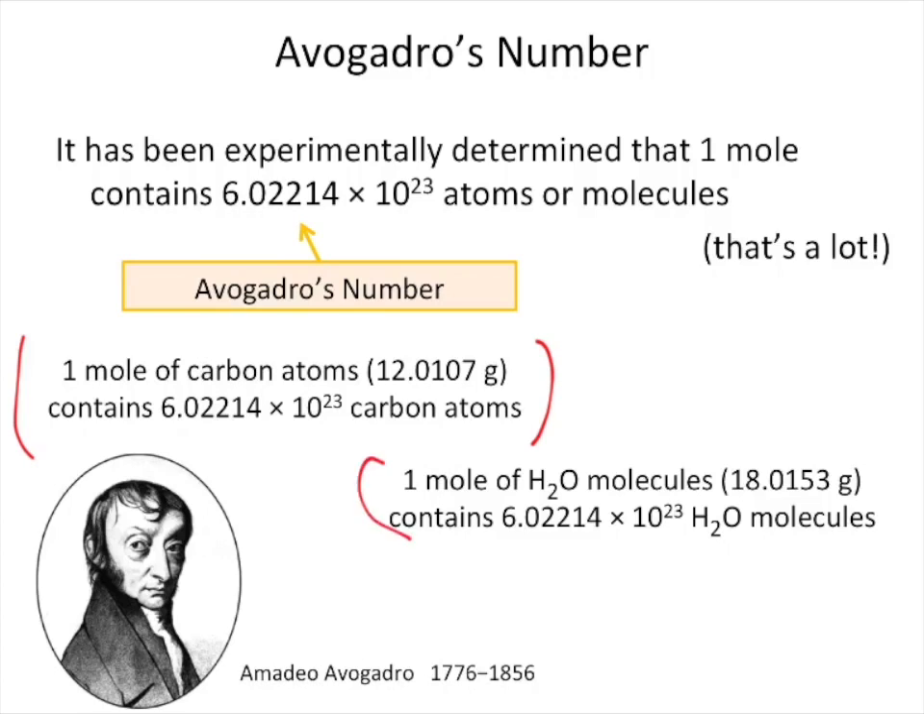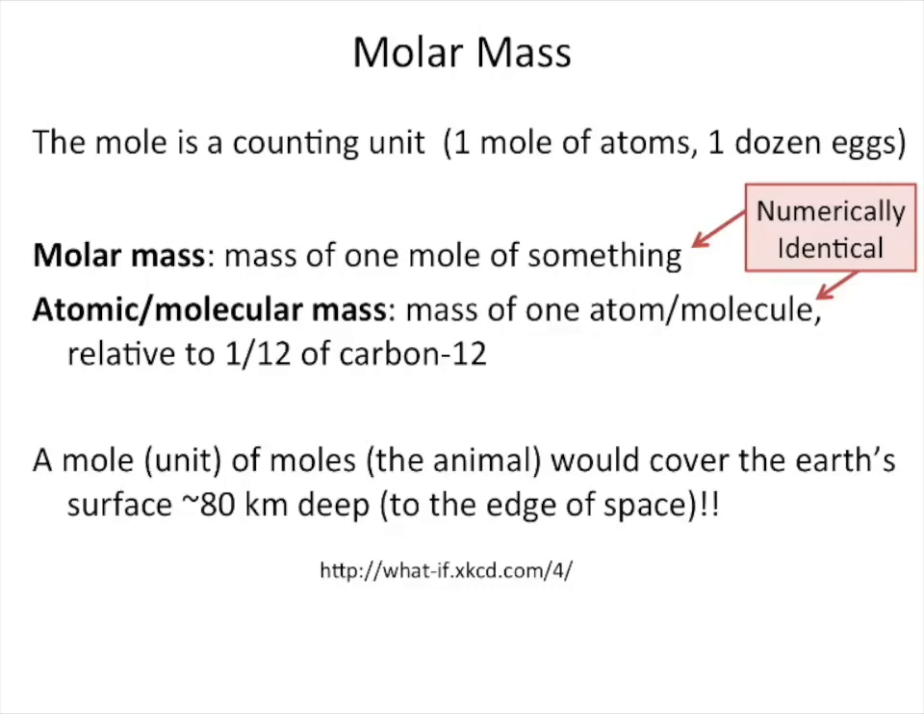The same is true for water, except you are now counting molecules. 1 mole of water molecules is 6.022 times 10 to the 23rd water molecules, and that's 18 grams. So I like to say that the mole is a counting unit, and I think of it as similar to the dozen. You can have a dozen eggs, you can have a dozen atoms. You can have a mole of eggs, you can have a mole of atoms.